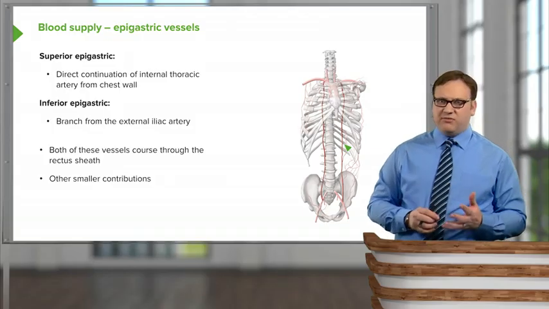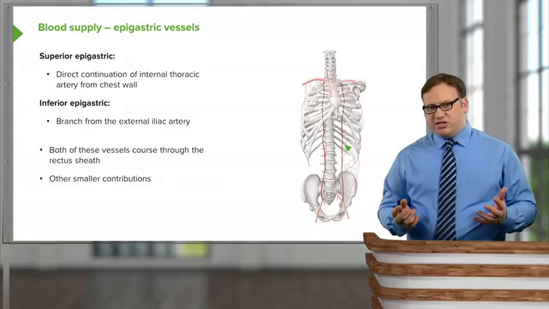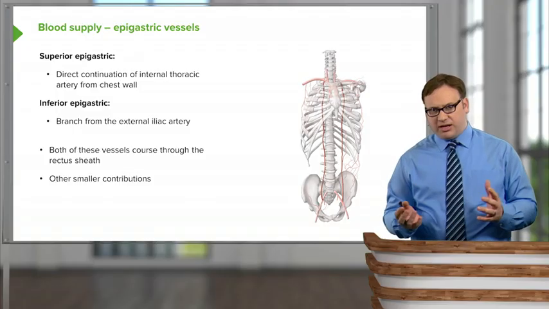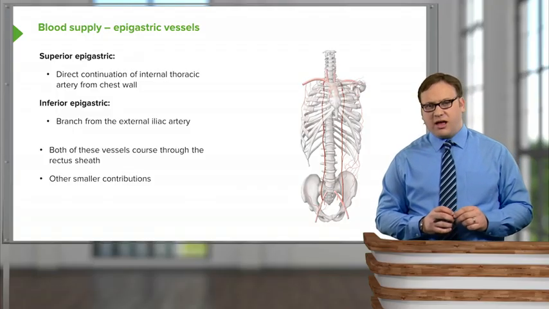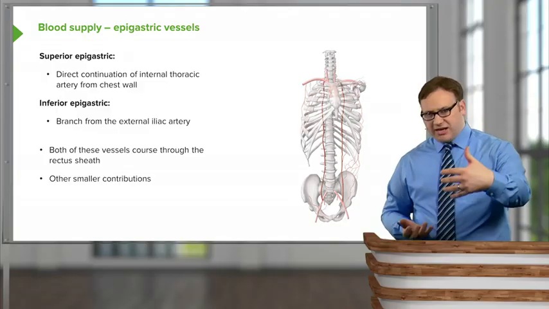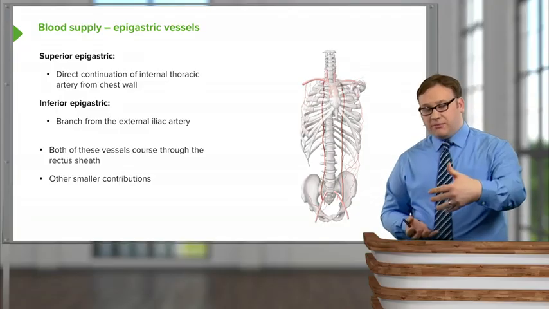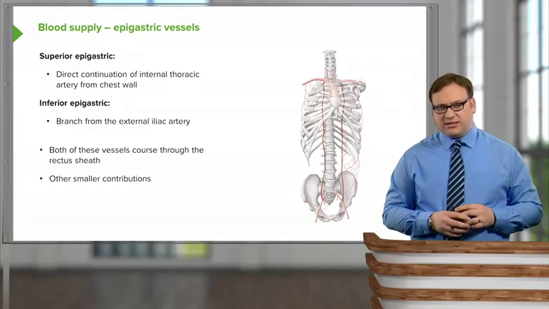There are other smaller blood vessels, which, if you're interested, you could look up. You have various other blood vessels that come off in this region to supply the musculature. But these epigastric blood vessels run within the rectus sheath.